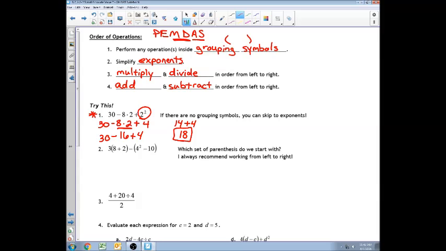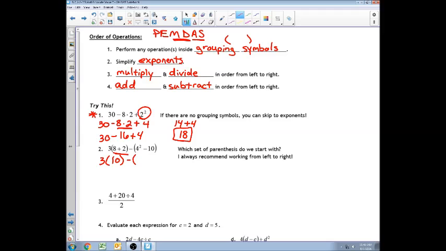Problem number 2. The first step we want to complete are the parentheses. The first set of parentheses right here. I'm going to bring down that 3. 8 plus 2 is 10. Leave the subtraction sign. Inside these parentheses, I still need to follow order of operations.